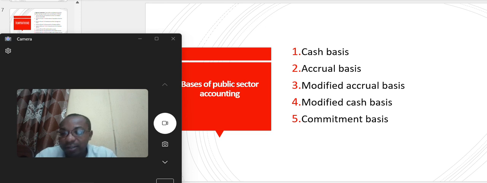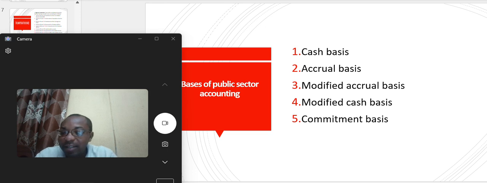Just like I said, it has its own advantages and disadvantages. For instance, it recognizes creditors and debtors. At the end of the period, you'll be able to know how many people are owing, how many people you are owing, and so on and so forth. It makes room for depreciation because assets acquired in the period are not written off completely at the end of the period. It will show you the net book value of the assets at the end of the period and the amount of depreciation that was charged for those assets.